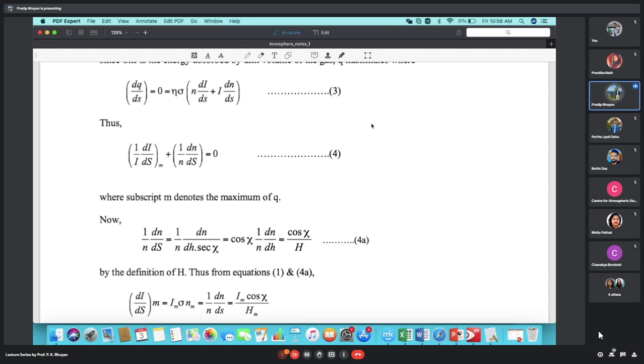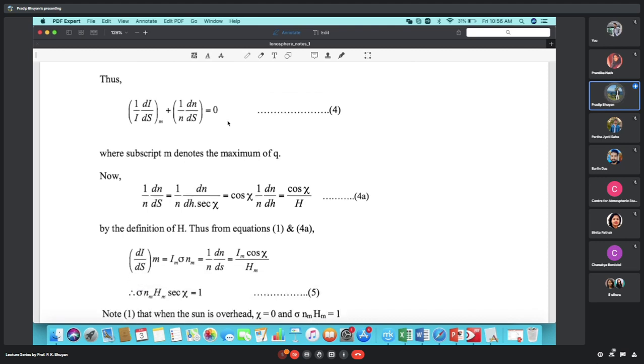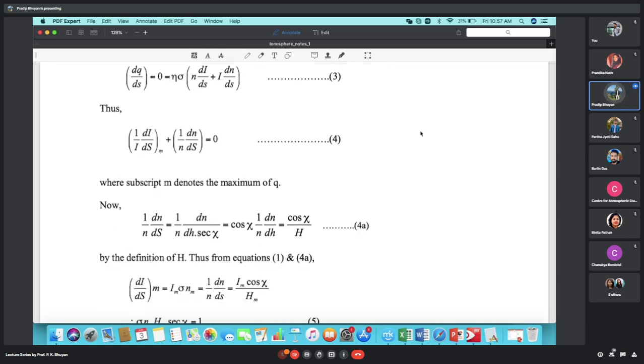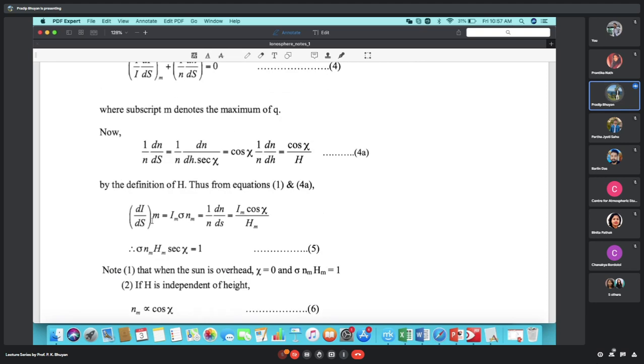So from equation 1, if you remember, and now from 1 and 4a, we had this dI/ds is equal to I sigma n_m, and 1/n dn/ds is equal to I_m cos chi by H_m. We are writing I sigma n_m equal to this 1/n dn/ds, and you can go back to equation 3 and equation 1. By doing that, what you get is dI/ds at m, where m is a subscript only, not a multiple, equal to I_m, the intensity of the solar radiation at the height of maximum.